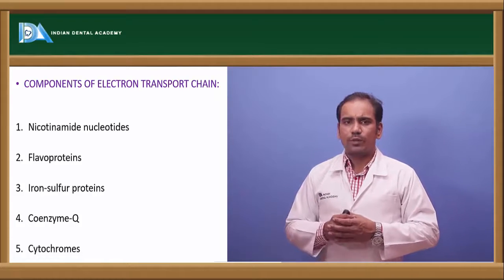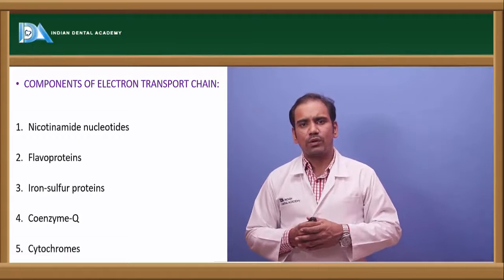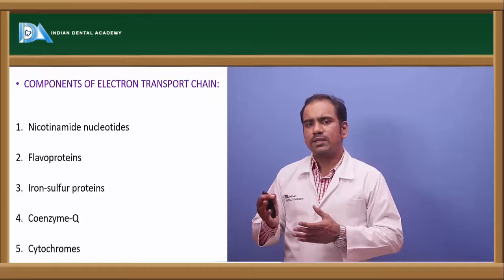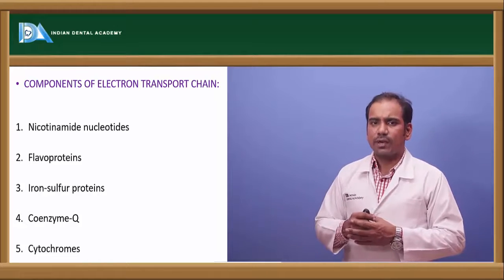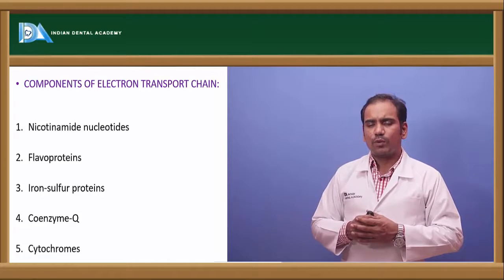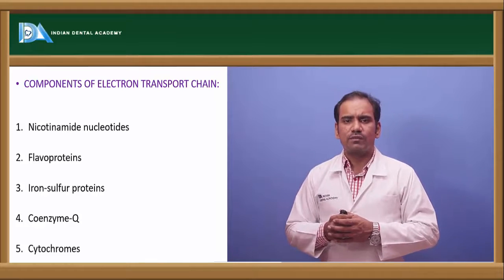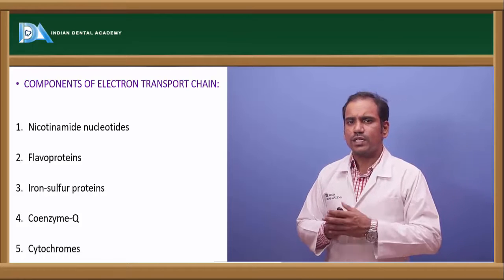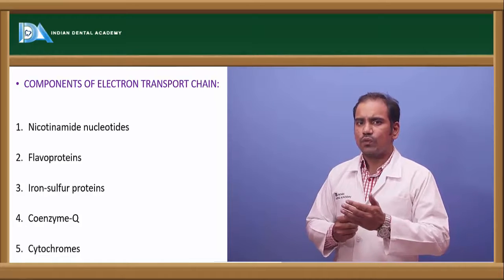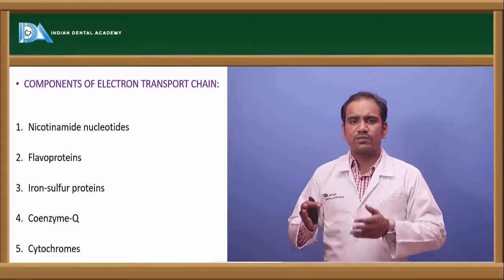Coming to flavoproteins. Any enzyme which has FMN as a prosthetic group, we call such proteins flavoproteins. Complex 1, NADH coenzyme Q reductase, is a flavoprotein because it has FMN in its structure. Coming to iron sulfur proteins. Iron sulfur protein has iron and sulfur complexes. Those iron sulfur proteins exist in two states, oxidized state and reduced state, and they are responsible for the transfer of electrons.